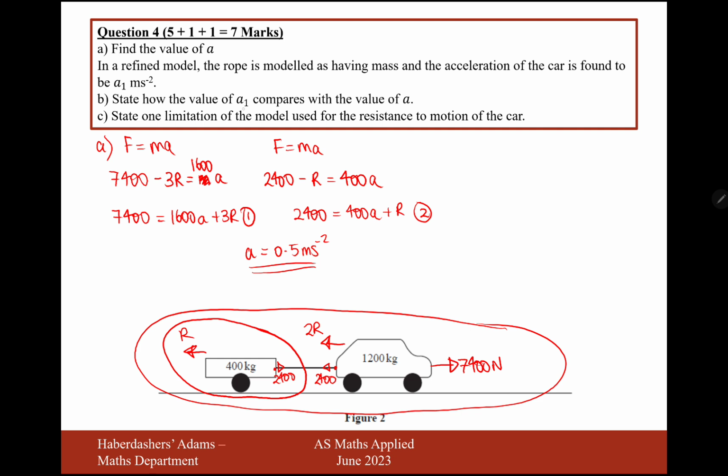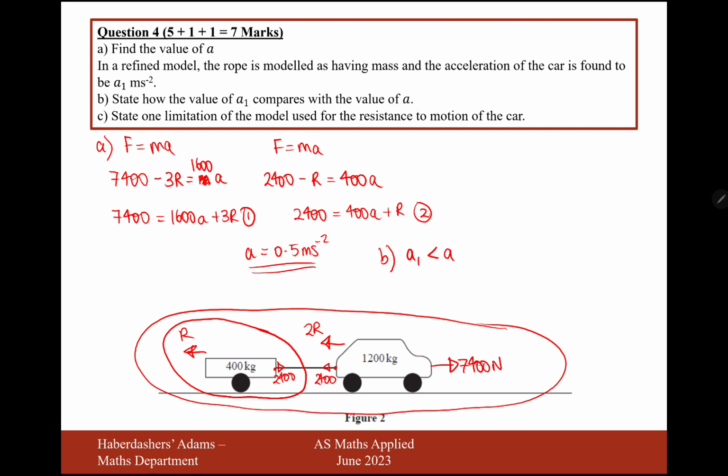State how the value of A1, in the refined model, the rope is modelled as having a mass and the acceleration of the car is found to be A1. State how the value of A1 compares to a. Well, if the rope has mass, then that will mean that the acceleration will be lower. So the value of A1 is less than a, because it has mass, which will slow the car down.